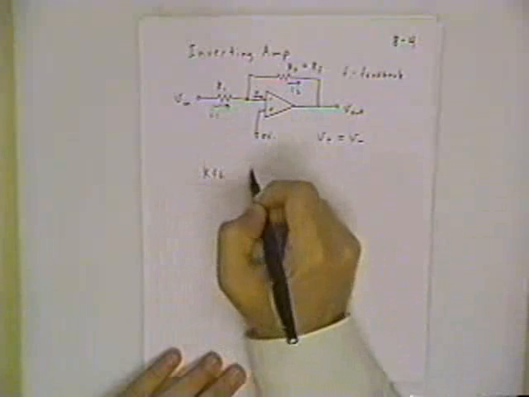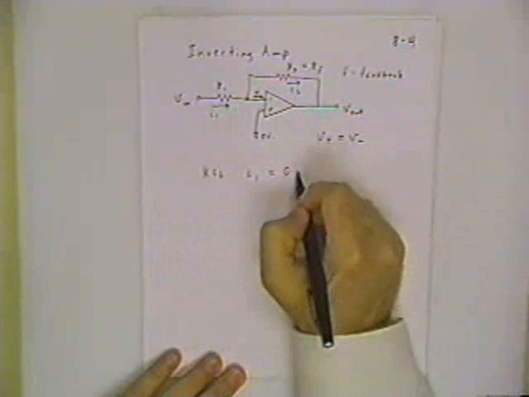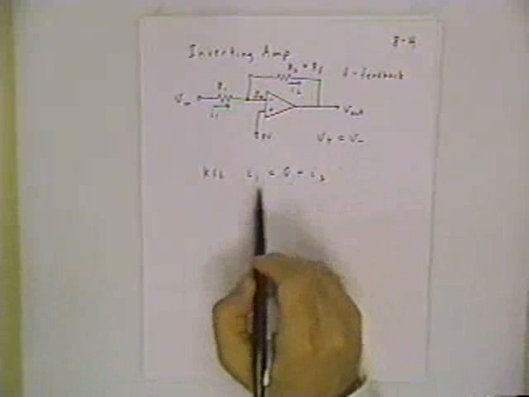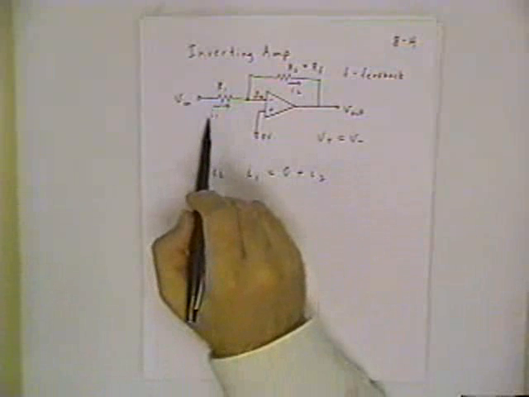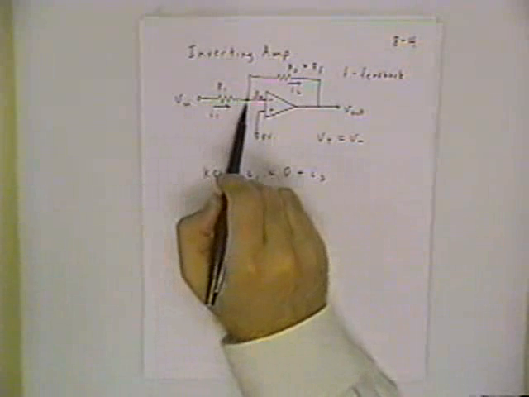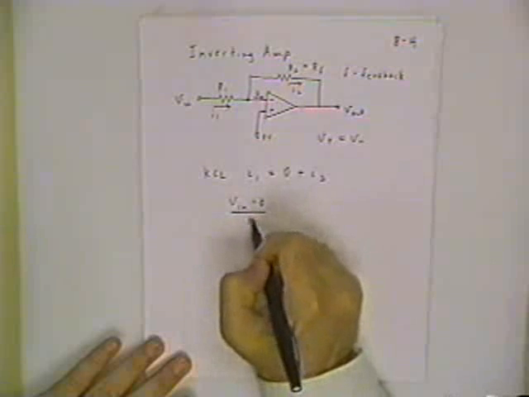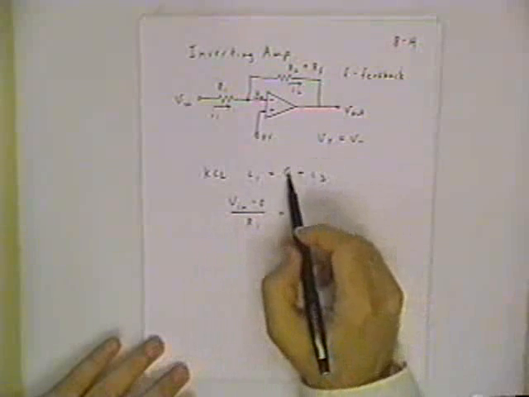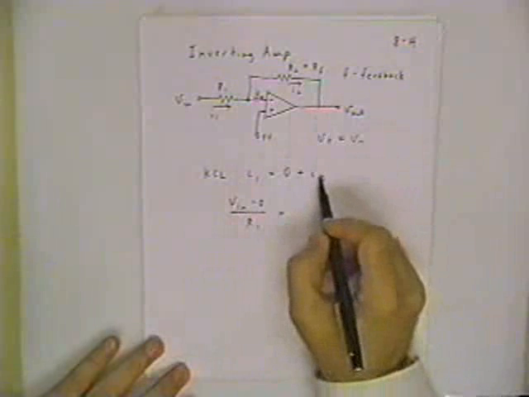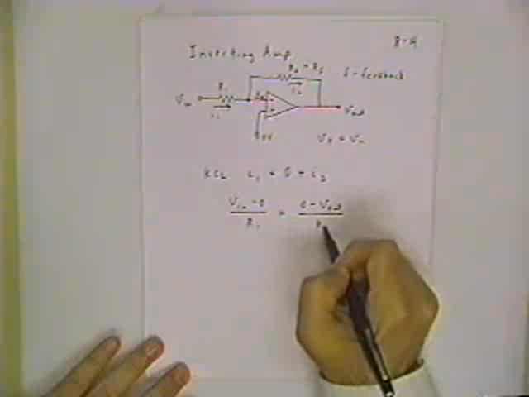So now, Kirchhoff's current law. KCL says I1 is coming in, and leaving we have 0 amps plus I2. Now we need to translate these currents into their node voltage expressions. The current I1 is going through resistor R1, and the voltages at the two ends of that resistor are Vn and 0. So let's put that in the equation: Vn minus 0 divided by R1 equals, we don't have to worry about the 0 anymore. The I2 current is between the node at 0 volts and V out. So I2 is 0 minus V out divided by R2.